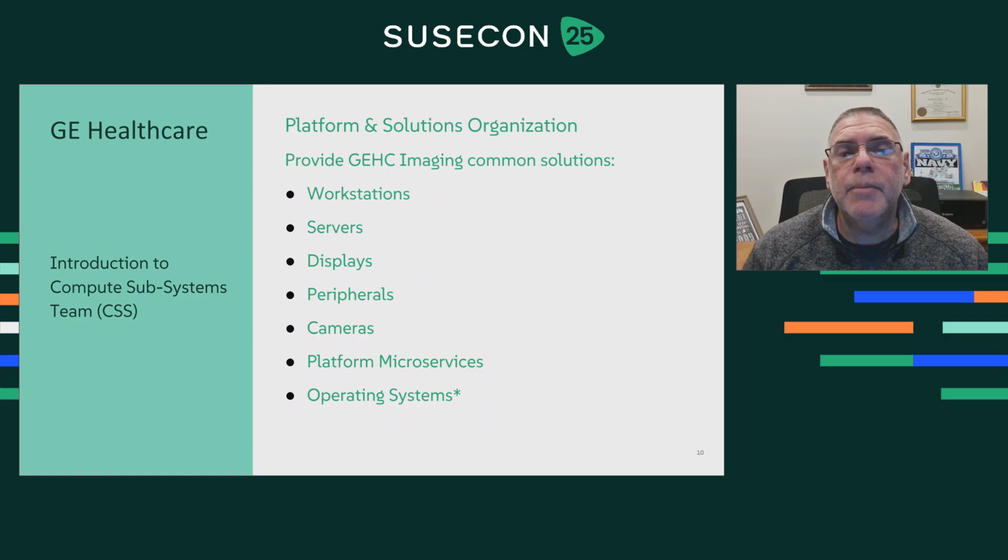So the CSS team is part of the imaging platform and solutions organization. Our focus is to provide GE HealthCare imaging stakeholders common platforms that range from hardware to software components, including platform microservices for controlling, diagnosing, and provisioning compute hardware, and a common operating system.